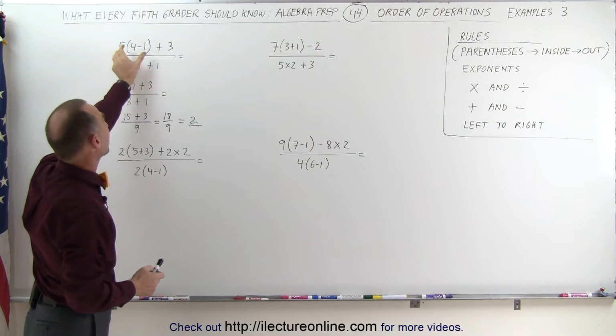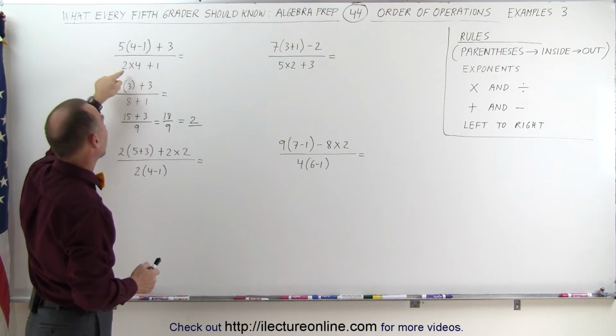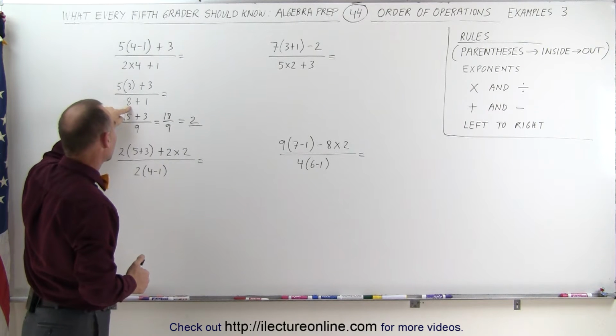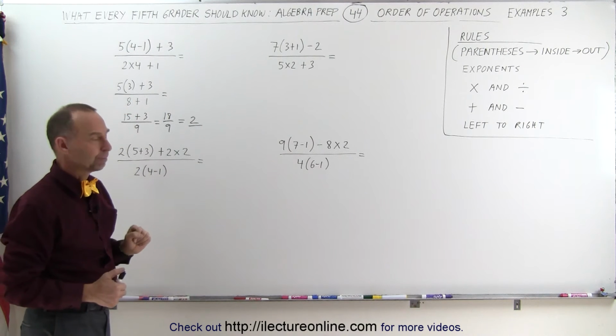So notice we followed the rules of operation for the numerator separate from the denominator. In the numerator we had parentheses, we got rid of those first. In the denominator we had a multiplication and an addition. We took care of the multiplication first before we did the addition.